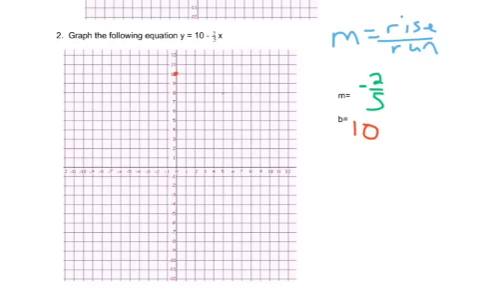And then you plot it. Down 2, right 5. And you plot it. And the opposite of going down 2, right 5, I would be going up 2, left 5. And you're going to want to plot it. And then, as always, you would want to draw a line to connect your dots.